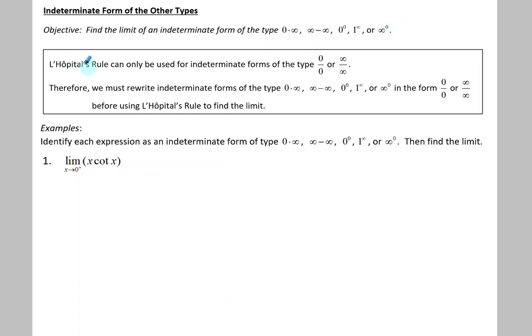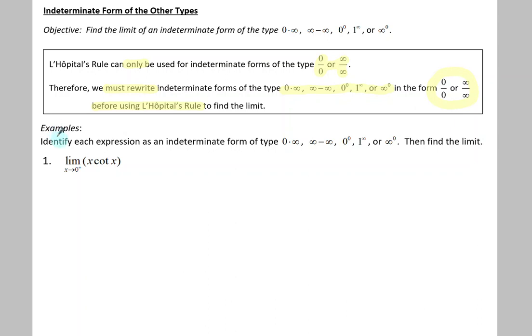Remember that L'Hopital's rule can only be used for indeterminate forms of the type 0 over 0 or infinity over infinity. Therefore, we must rewrite indeterminate forms of the other types, 0 times infinity, infinity minus infinity, 0 to the 0, 1 to the infinity, infinity to the 0, into the form where we can use L'Hopital's rule, 0 over 0 or infinity over infinity, before using L'Hopital's rule to find the limit.